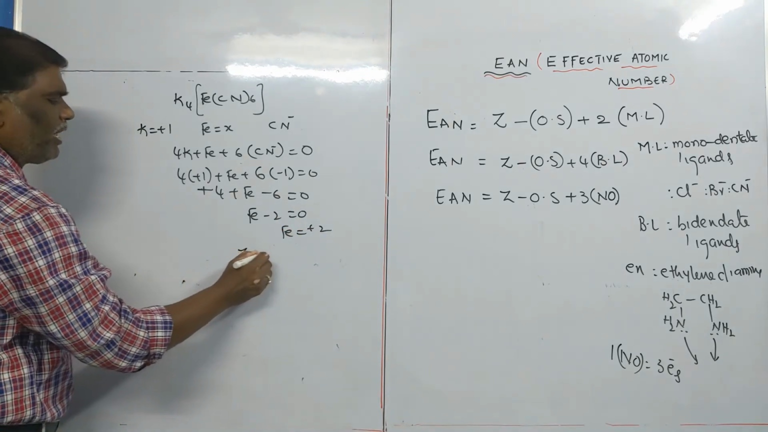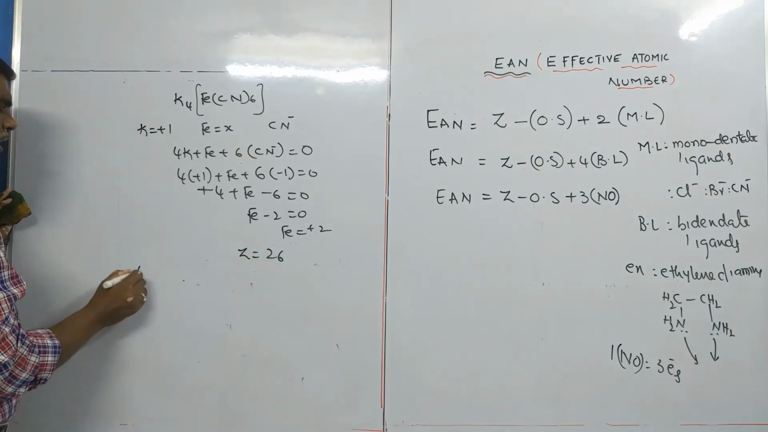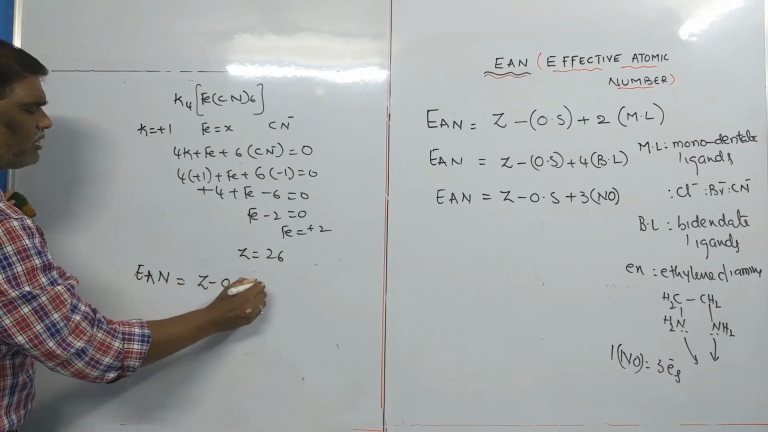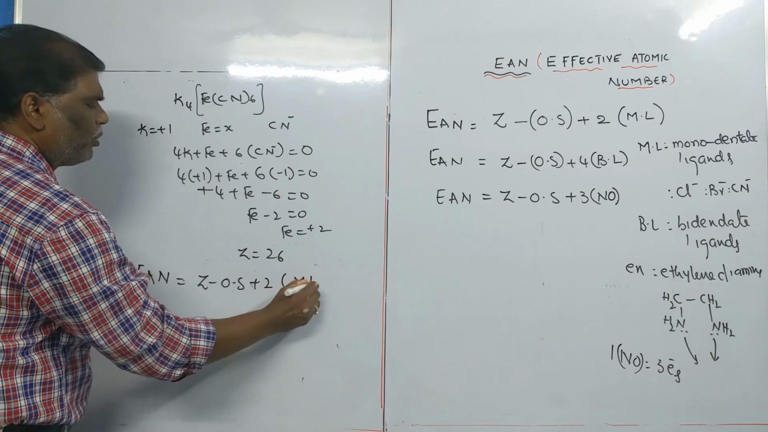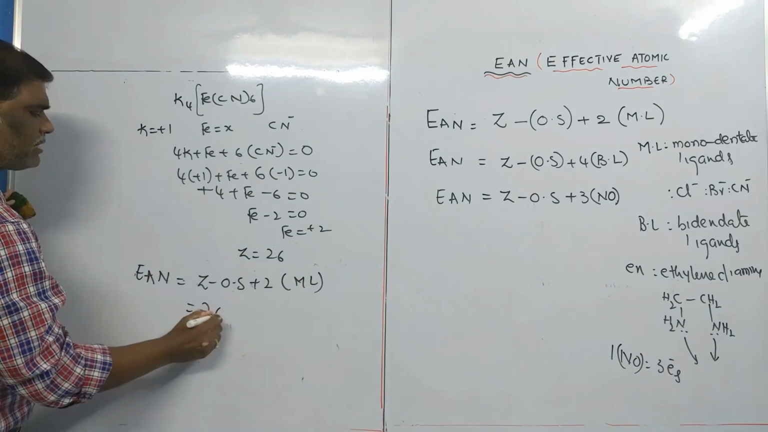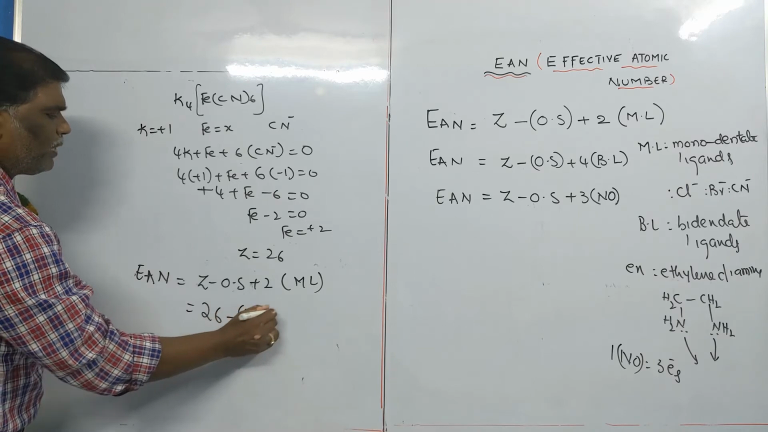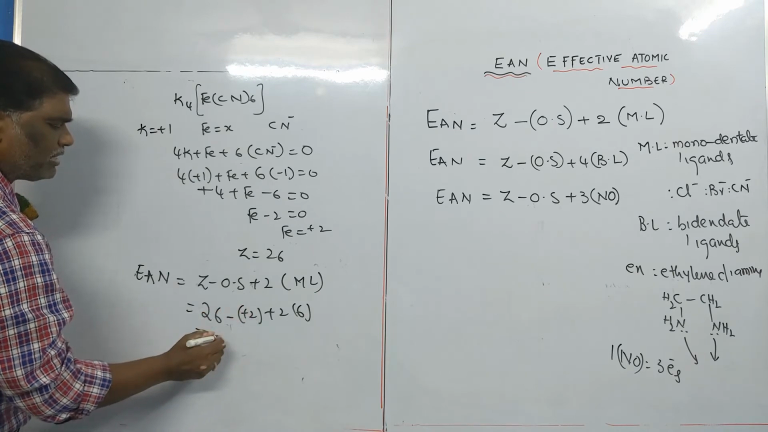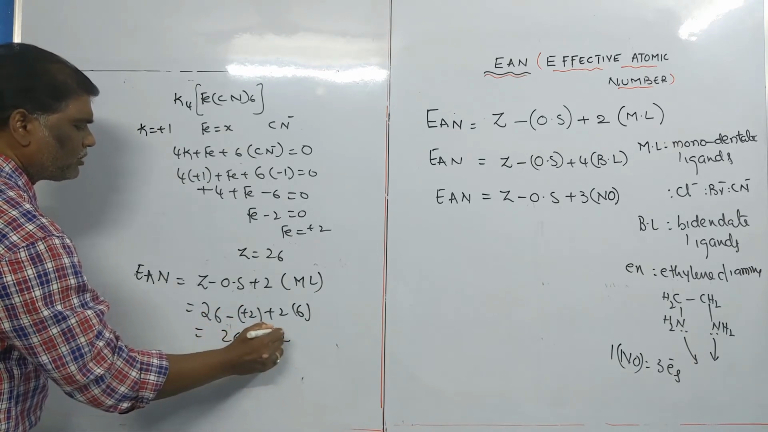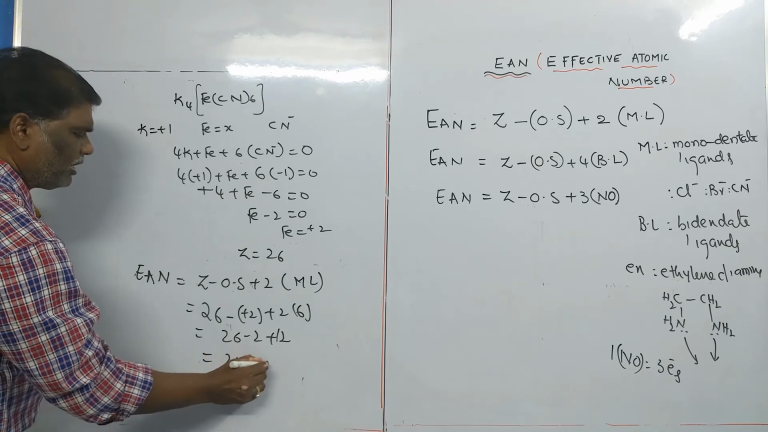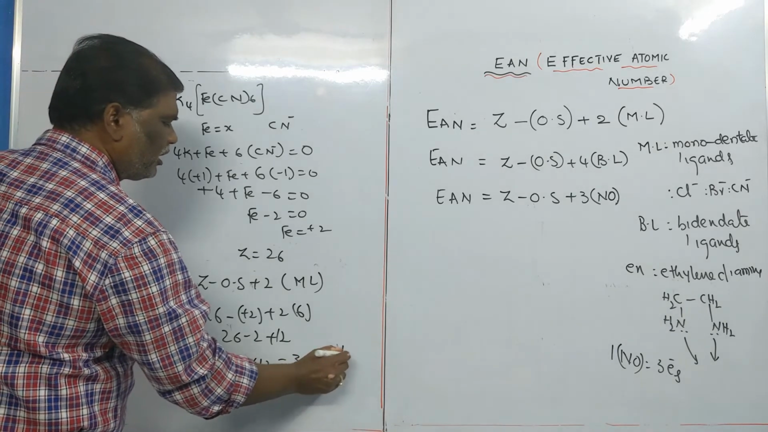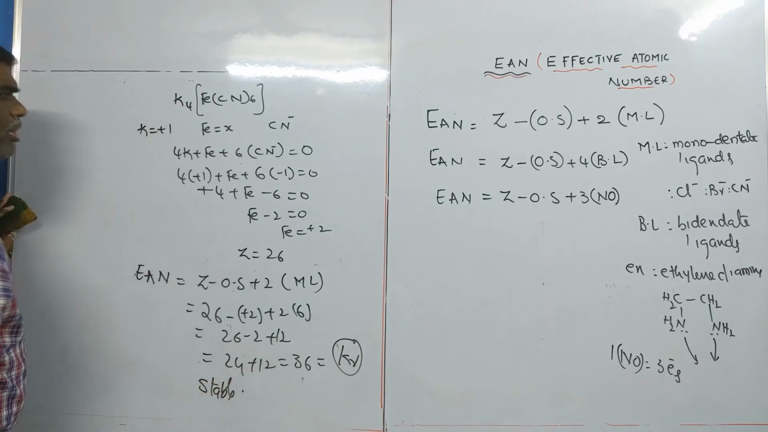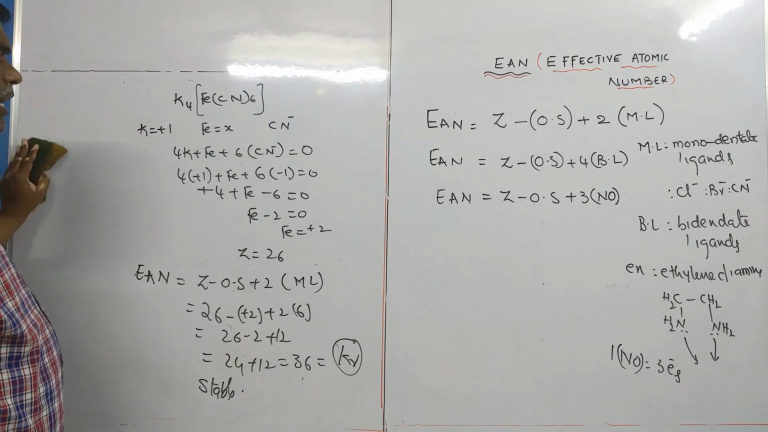You know the atomic number of iron is 26. The formula for EAN is atomic number minus oxidation state plus 2 into the number of monodentate ligands. 26 minus oxidation state 2 plus 2 into 6 ligands. So 26 minus 2 means 24, plus 12, so 24 plus 12 means 36. This is the atomic number of krypton, so the compound is said to be stable. It is following the EAN rule.